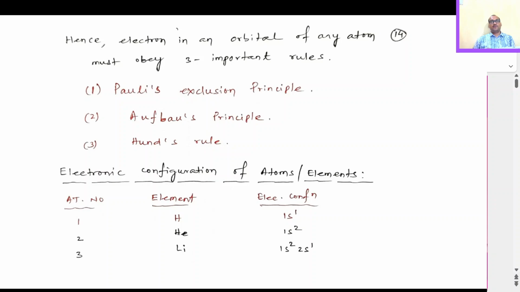Hence, electrons in an orbital of any atom must obey the 3 important rules, that is the Pauli's exclusion principle, Aufbau principle and Hund's rule. Now next we should know the electronic configuration of atoms or elements. Atomic number 1, hydrogen, electronic configuration is 1s1. Atomic number 2, helium, 1s2. Then atomic number 3, lithium, electronic configuration is 1s2, 2s1.